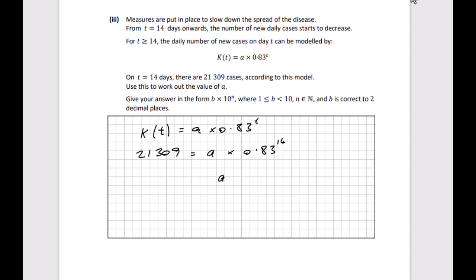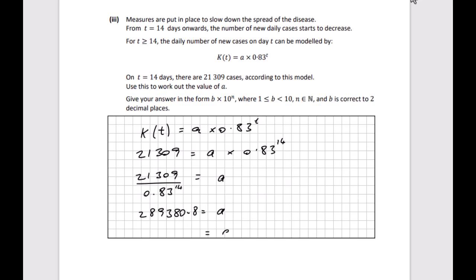So to work out a then, you just divide. You take 21309. Divide that by 0.83 to the power of 14. You can do that on your calculator and you get 28938 point 8 and so on. Now it says give your answer in the form b by 10 to the power of n, in other words scientific notation.